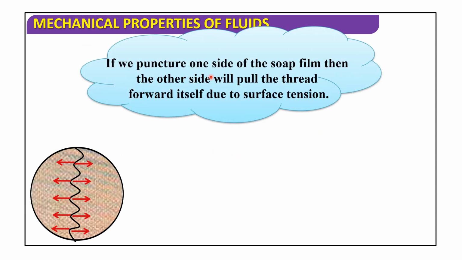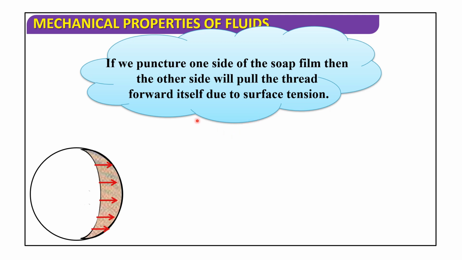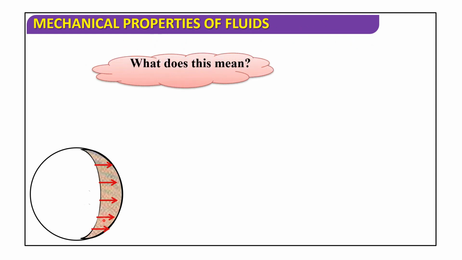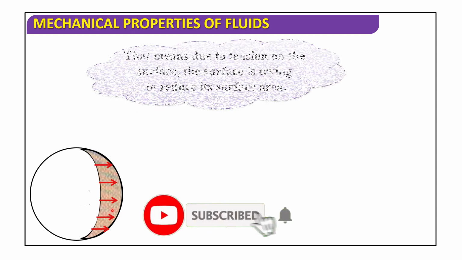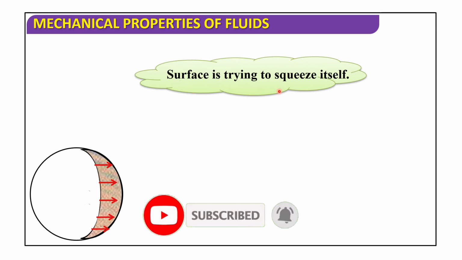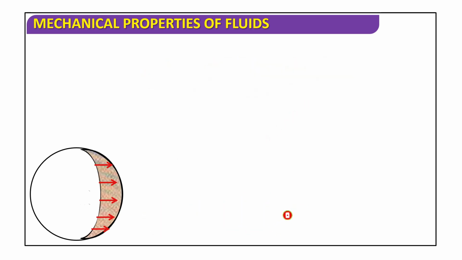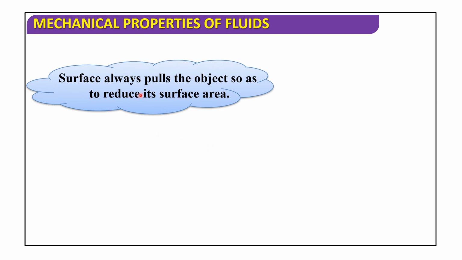If we puncture one side of the soap film, then the other side will pull the thread toward itself due to the surface tension. So what does this mean? That means the tension on the surface is trying to reduce its surface area. So the surface is trying to squeeze itself. The surface always pulls the object so as to reduce its surface area.